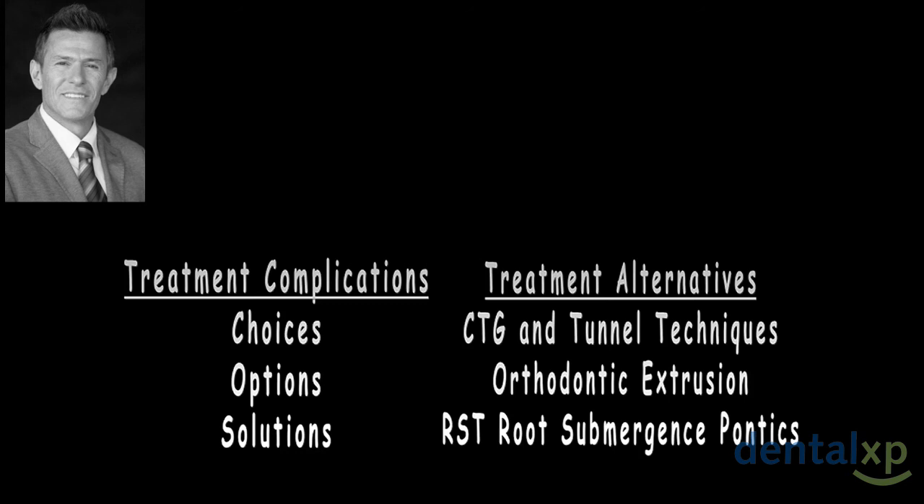Consider orthodontic extrusion when you have an interproximal issue on an adjacent or neighboring tooth. And of course, a root submergence technique and pontics is something that I think has been an emerging discipline, and it's taken off with socket shielding and pontic shielding and partial extraction therapy.